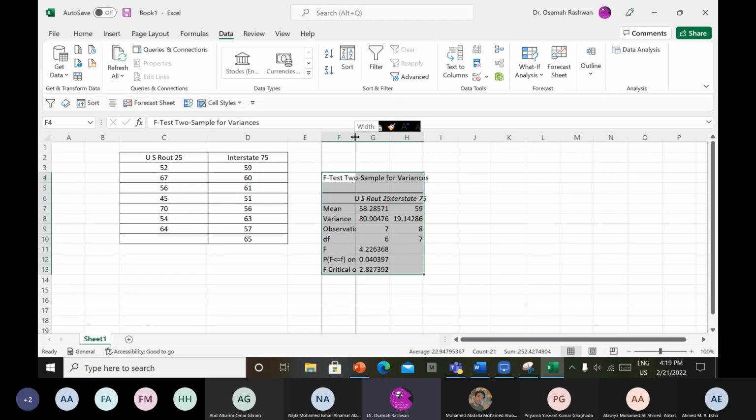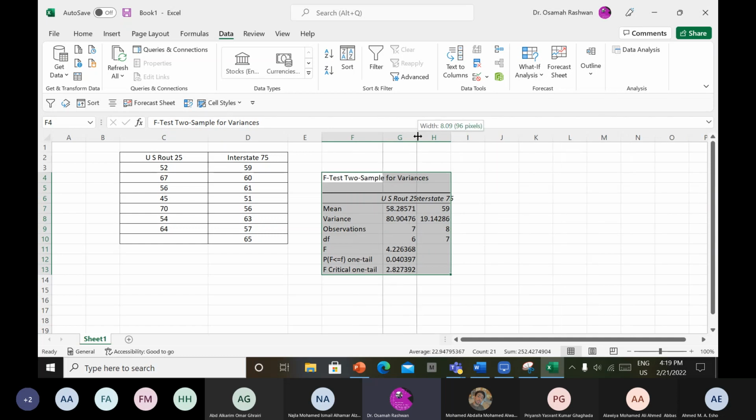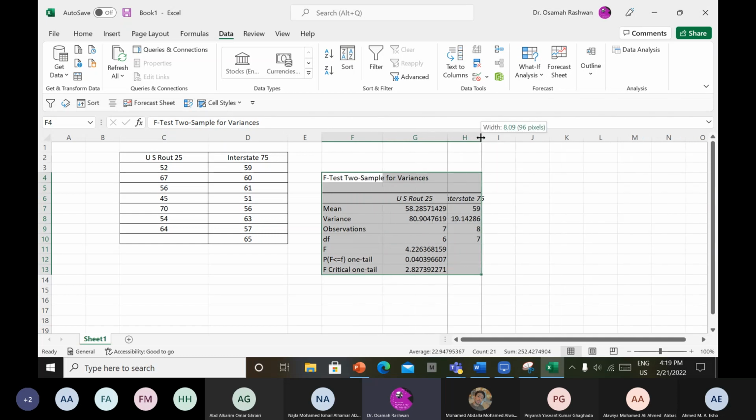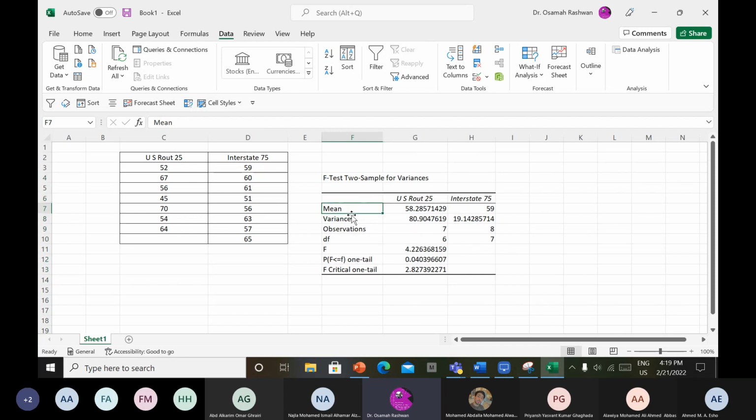Now I have the result. How to read this result? In the beginning, it gives you some descriptive statistics like the mean, and the variance, which we already know; you can calculate it by calculator. Observations means the sample size. In the first sample, we have 7: 1, 2, 3, 4, 5, 6, 7. In the other one, we have 8. The degrees of freedom of the first one is the sample size minus 1, so 6, and so we have two degrees of freedom in F.